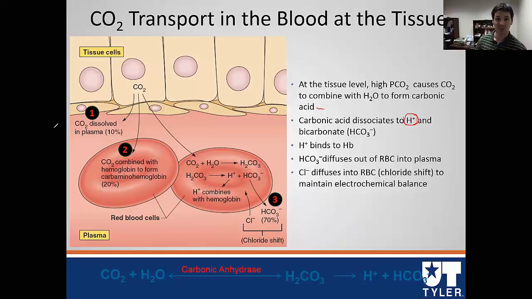Unlike oxygen, which has almost no solubility in blood, CO2 does have a small level, so we can dissolve some CO2 in plasma, and about 10% of CO2 is transported that way.